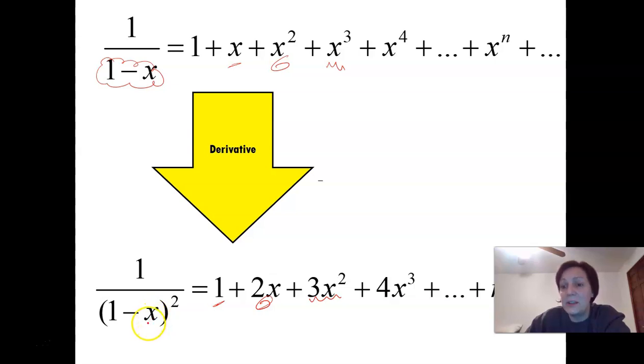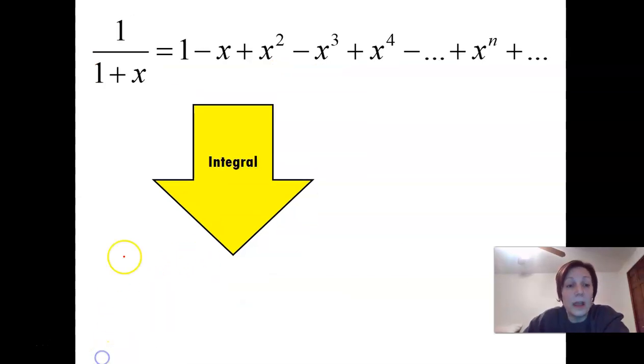Now, if they said to you, hey, can you write me a series for 1 over 1 minus x squared? I seriously doubt that you're going to go, oh, I know what I'll do. I'll write this series for 1 over 1 minus x because it's geometric, and then I'll take its derivative. Like, you're not going to think of that. What's going to happen is they're going to give you a series, and then they're going to specifically ask you for the derivative of it. You can go the other way as well with an integral.